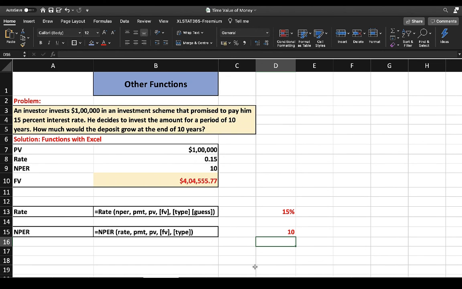So this way you can also find these other functions in the time value of money.